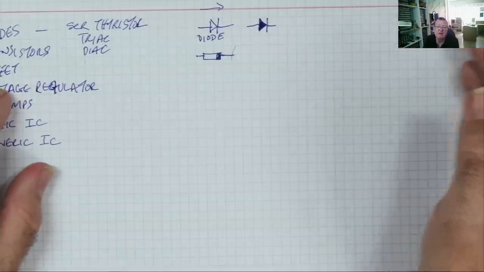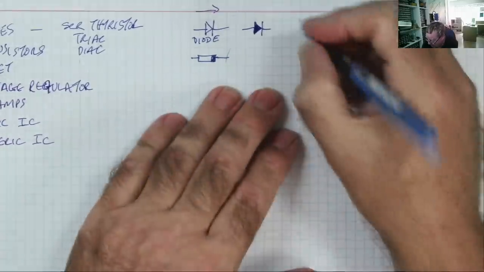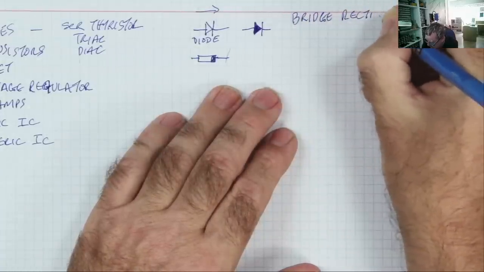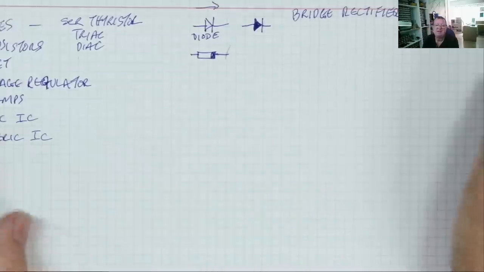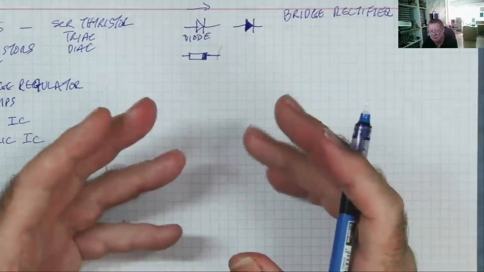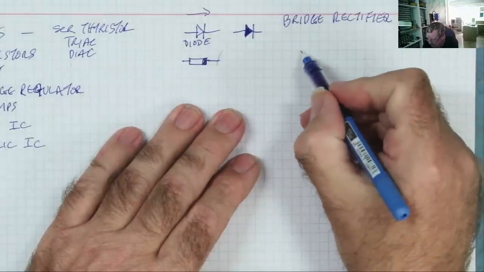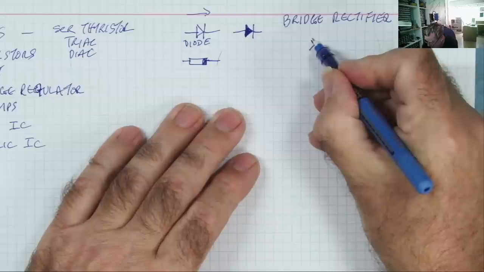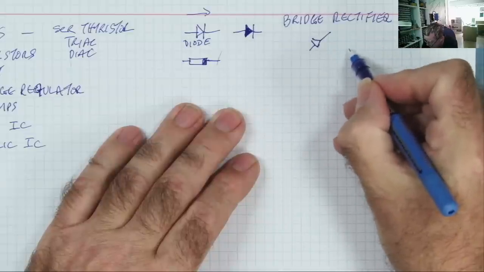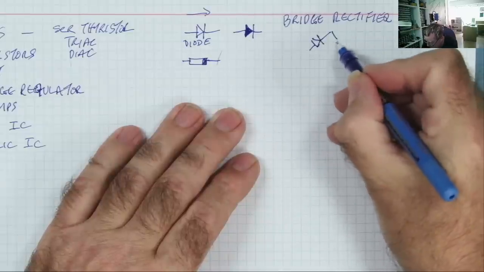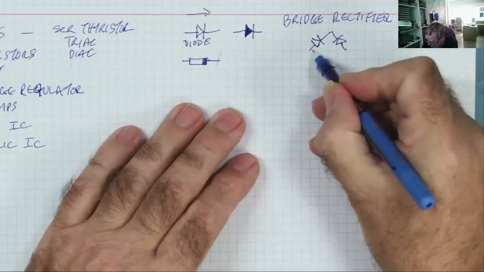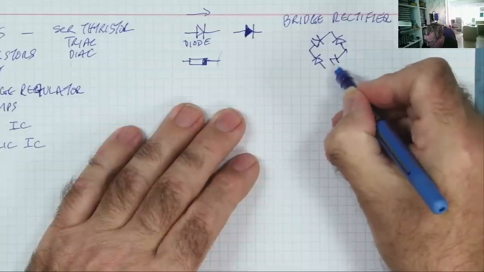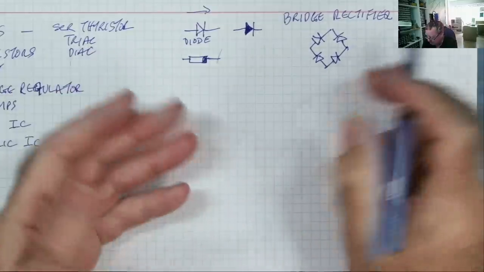A common one you see, and it is a symbol in its own right, is a bridge rectifier. This is actually a small circuit, but it can also be encapsulated into one unit, and it consists of four diodes wired in a particular way. Like so. Remember to put the lines on them. Okay, and then two going the opposite way. This circuit is used to convert AC to DC.